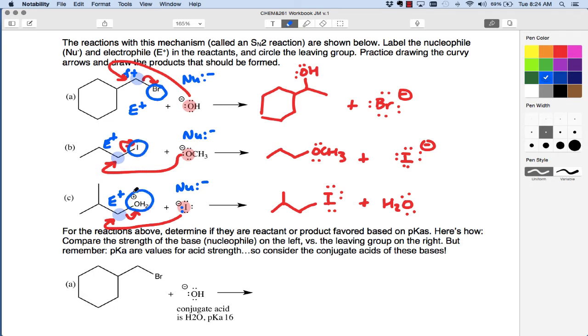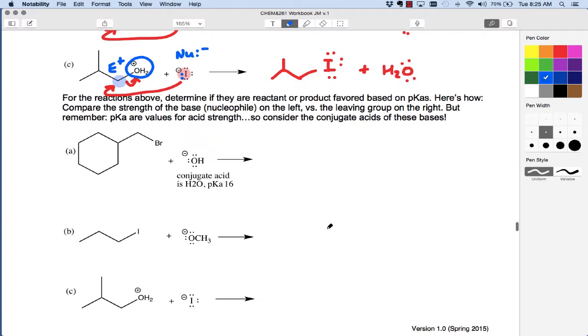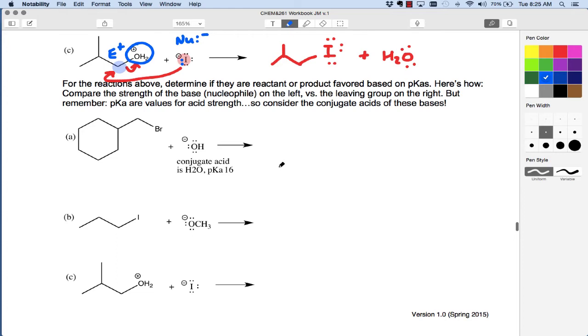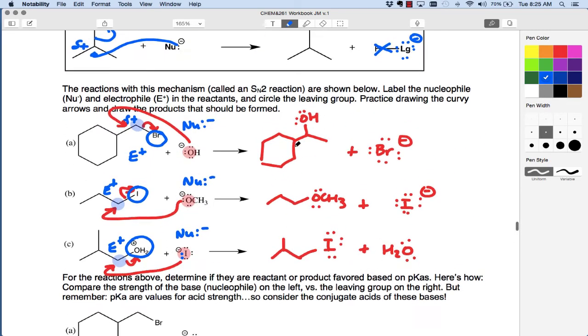In all of these cases, except the last one, we end up with negatively charged ions, and then here we have water. Notice all of these are pretty stable by themselves. So that helps to make the leaving group leave if it's more stable when it's separated from the molecule. All right, in this part, we want to consider the same reactions, but think about whether they're reactant favored or product favored. Okay, so here's how we do that.